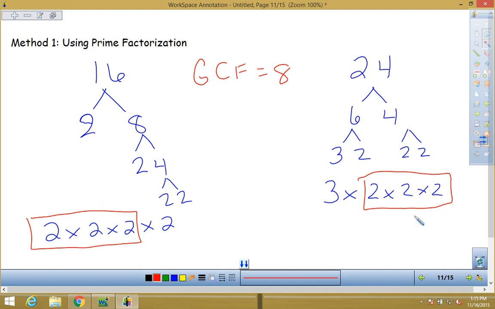And somebody said, well, what about the other side? Well, it doesn't matter that it's 3 2s on one side and 3 2s on the other. That's what they have in common, and you only do it once. Okay?